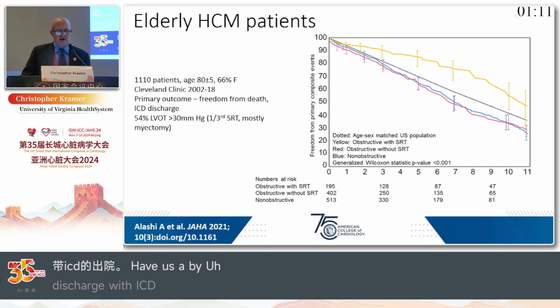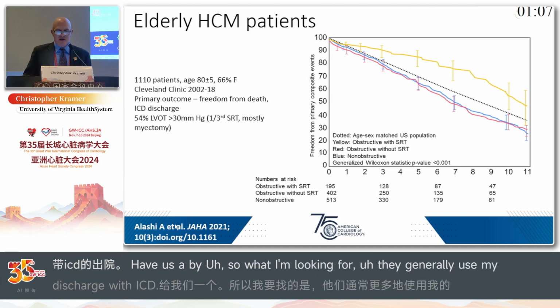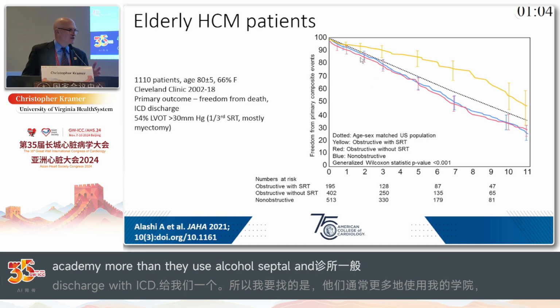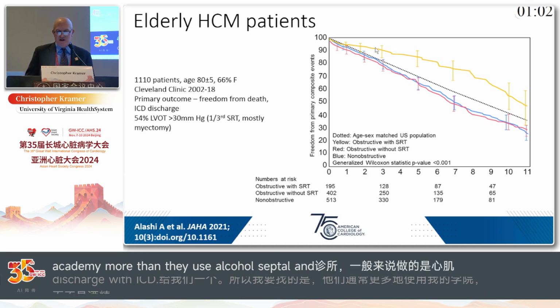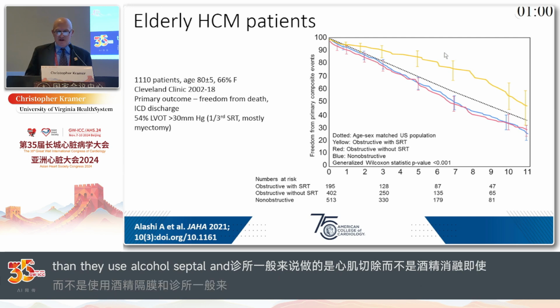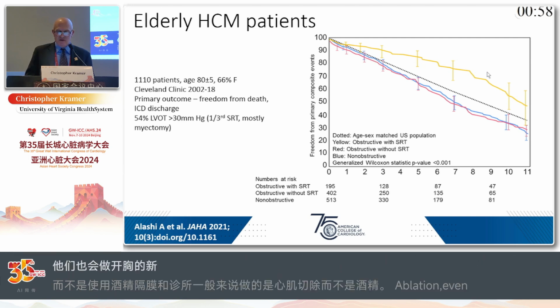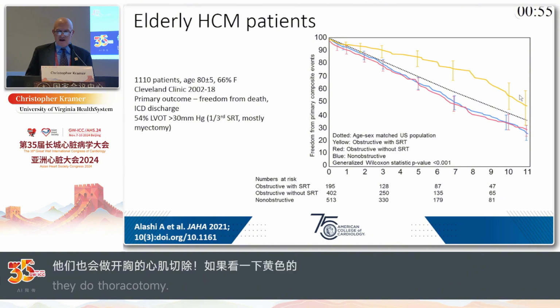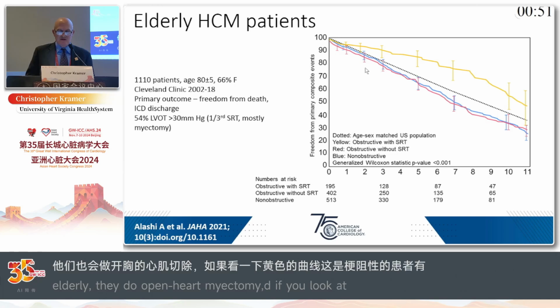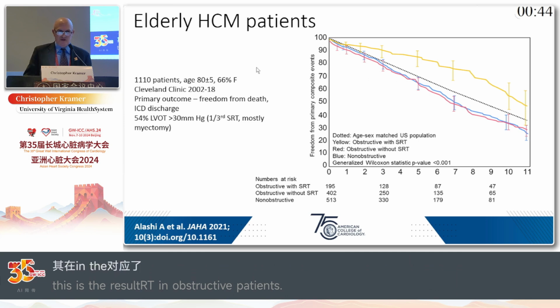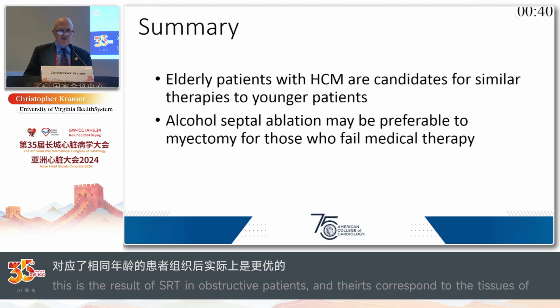What's the word I'm looking for? They generally use myectomy more than they use alcohol septal ablation, and so even in the elderly, myectomy was used in this study. And if you look at the yellow curves, this is patients with obstruction who got SRT. Their outcome was actually superior to age-matched populations. So in the right hands at the Cleveland Clinic, even in the elderly, myectomy works. I will say at most institutions, alcohol septal ablation is preferred in the older patient.